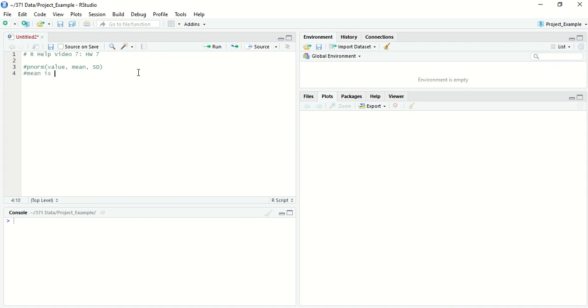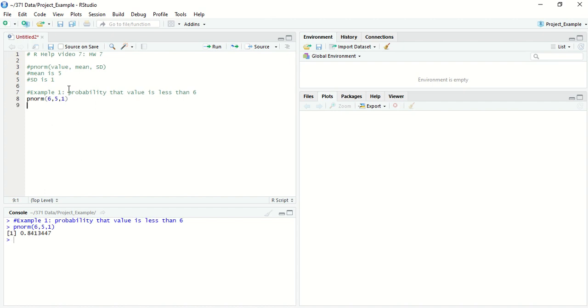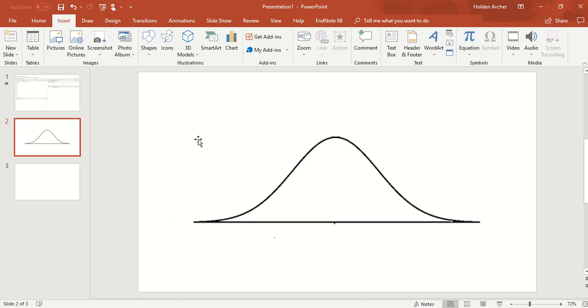Let's say our mean is 5, standard deviation is 1. Let's first find the probability that the value is less than 6. To do this, we would use pnorm 6, 5, 1. So the probability that the value is less than 6 is 84.13%. Let's illustrate this with the curve so we can all understand better.